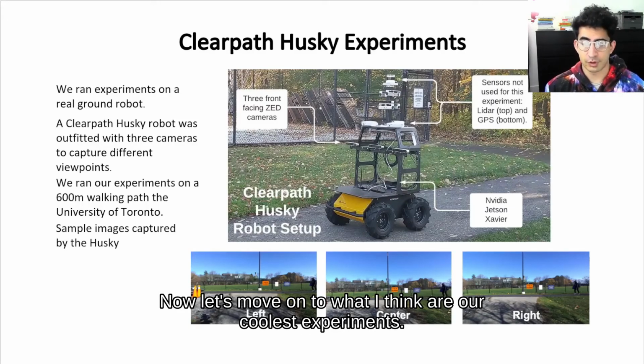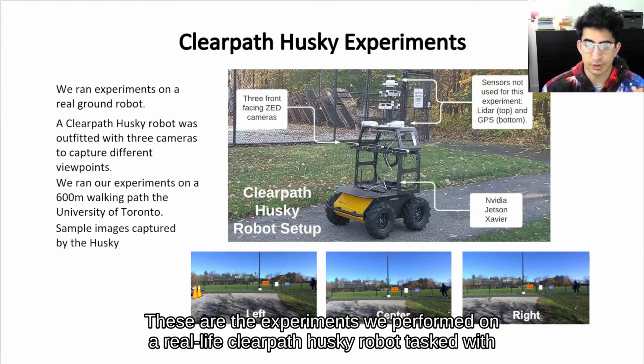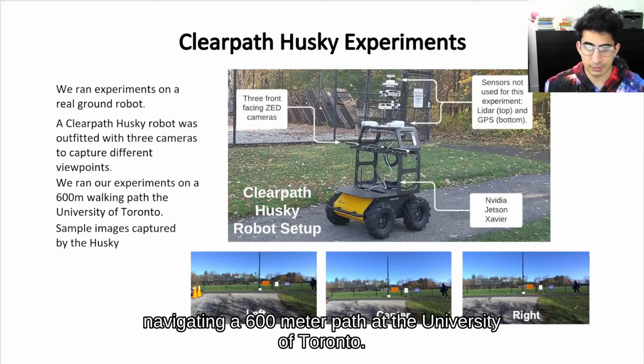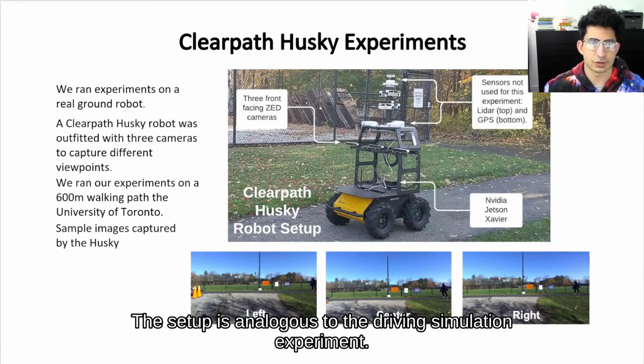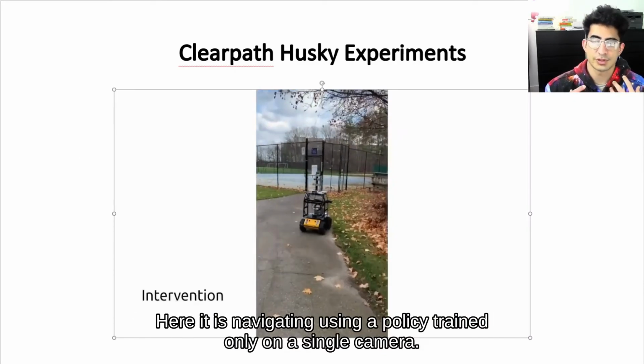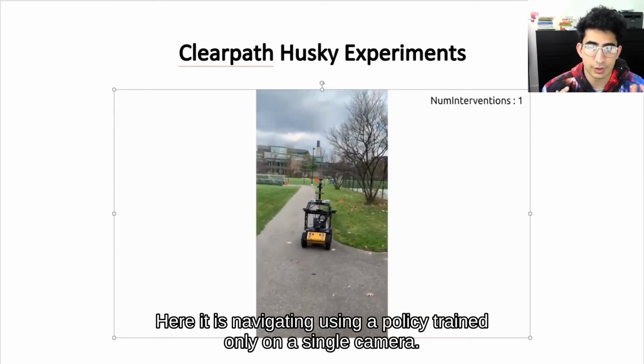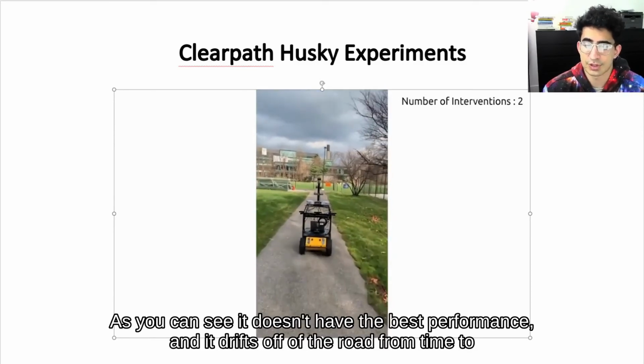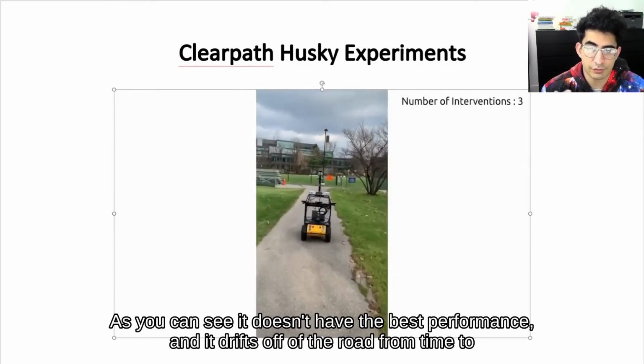Now let's move on to what I think are our coolest experiments. These are the experiments we performed on a real-life ClearPath Husky robot tasked with navigating a 600-meter path at the University of Toronto. The setup is analogous to the driving simulation experiment. Here it is navigating using a policy trained only on a single camera.